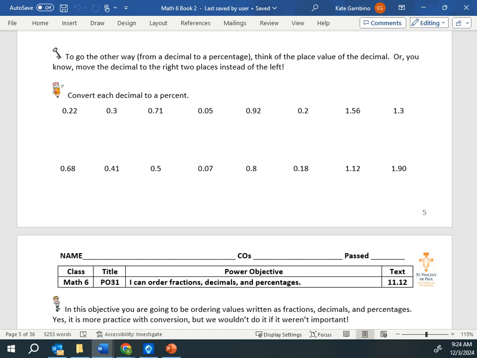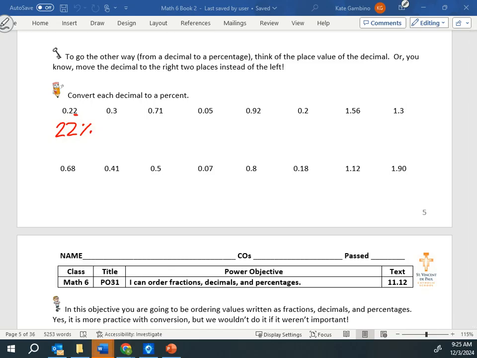So, what do you think 0.22, what percent would that be? Bennett? Say it loud. 22%. 22%. Because we already have something in that hundredths place, we can go straight to the percentage.